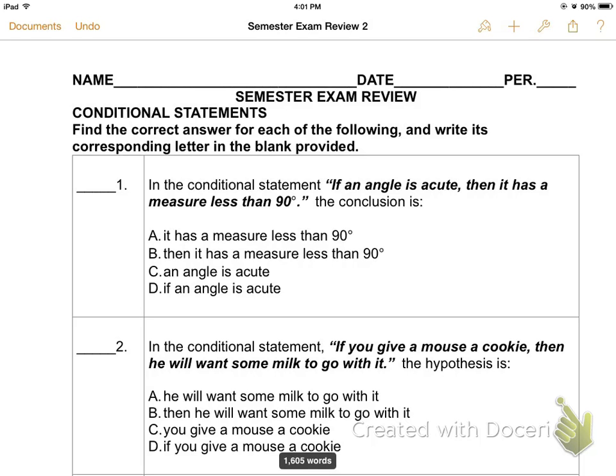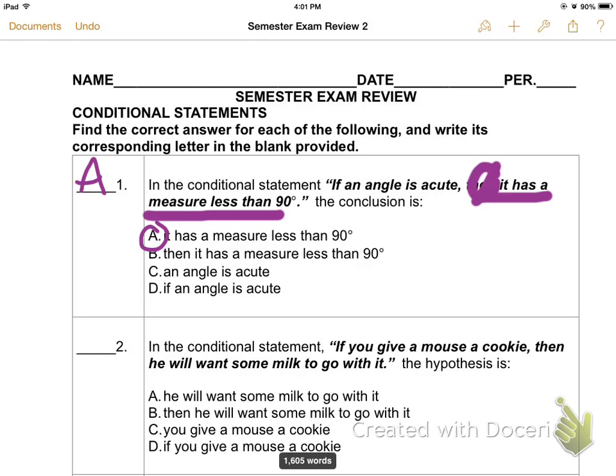So 1, in the conditional statement, if an angle is acute, then it has a measure less than 90 degrees. The first thing to know about these is that your conclusion is always the last part, the part after the then. It does not include the then. So when you're working these problems, make sure that it does not include the then. It has a measure less than 90 degrees is your answer. So, A is your answer for number 1.